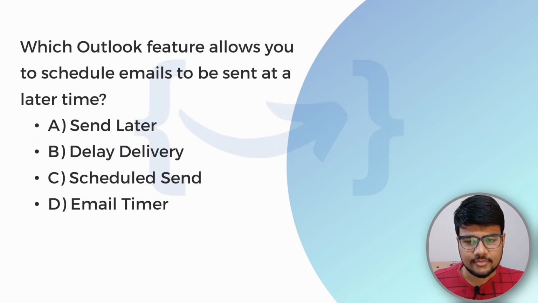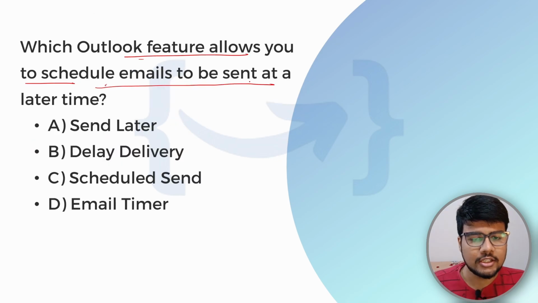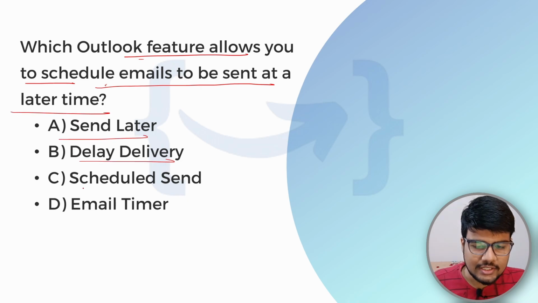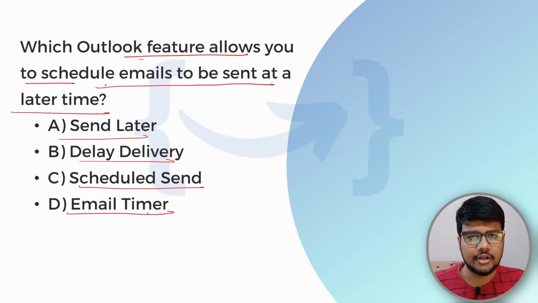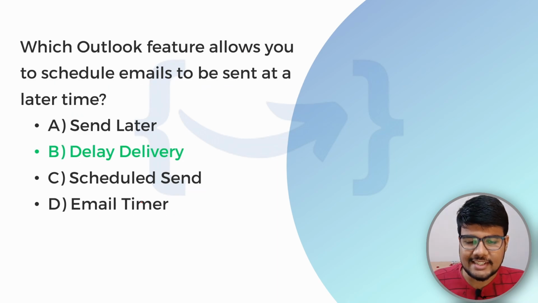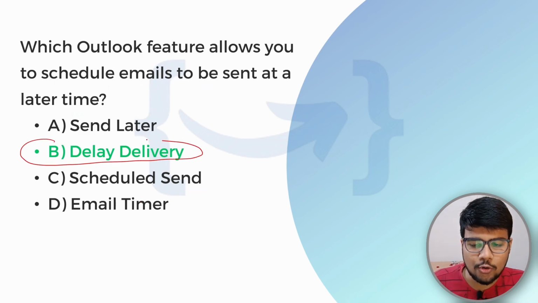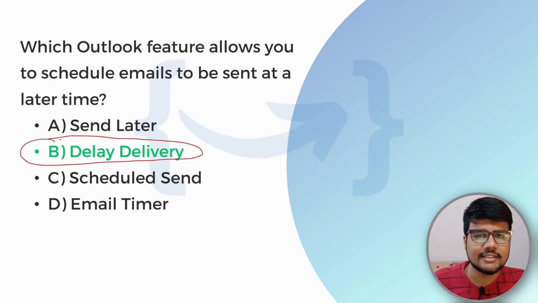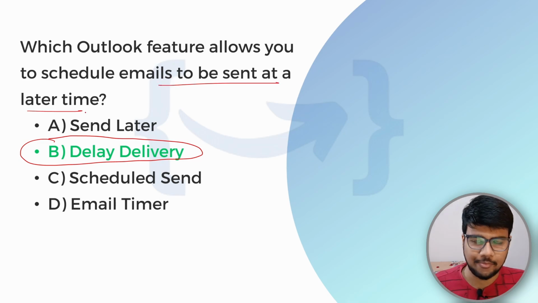Great. Now, which Outlook feature allows you to schedule emails to be sent at a later time? Send Later, Delay Delivery, Scheduled Send, and Email Timer. Don't you think the answer is Delay Delivery in Outlook? I know Outlook is not much used by a layman. It is usually used by professionals. But yes, Delay Delivery will do our work, where we can schedule emails to be sent at a later time. Great. So plus 1 mark if you have marked this question right.